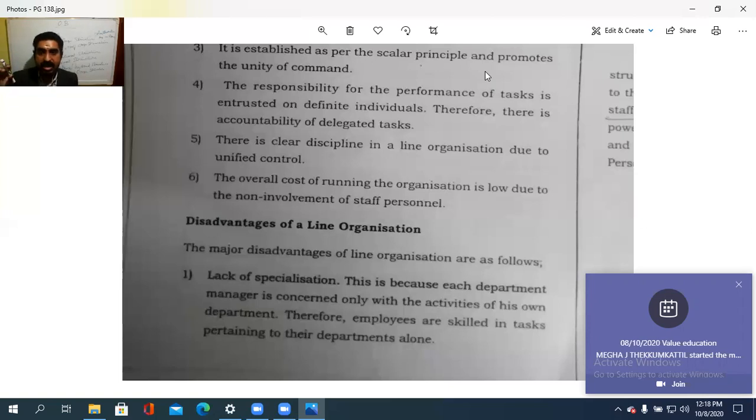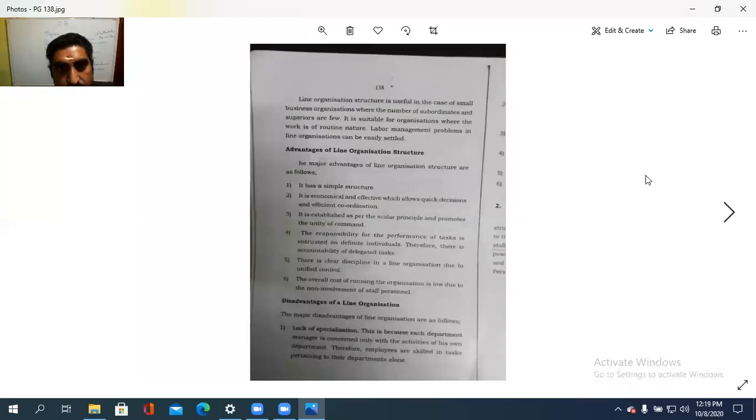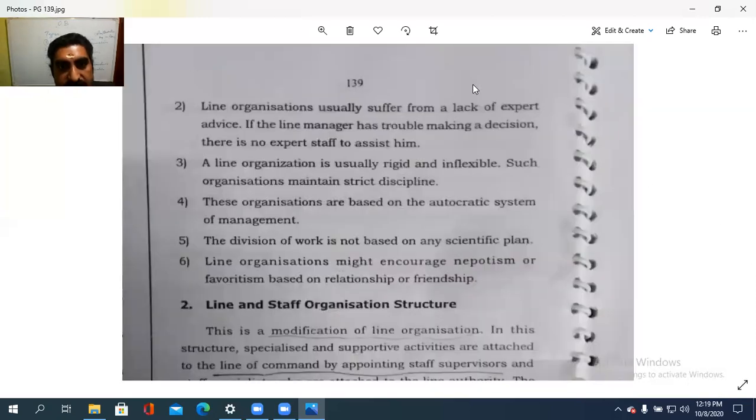In case there is any problem with any of the other departments, nobody will interfere from one department to another department. Therefore, employees are skilled in the tasks pertaining to their departments alone, and nobody will solve the problems that occur. So that is the lack of specialization among other department things. Second point is line organization usually suffers from a lack of expert advice also.